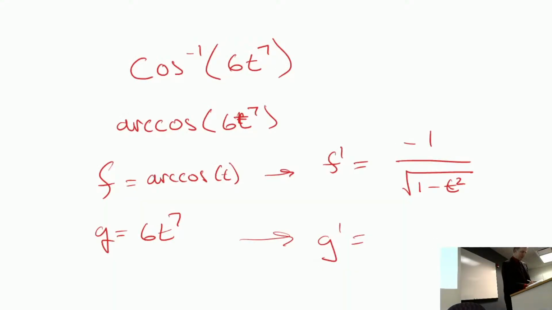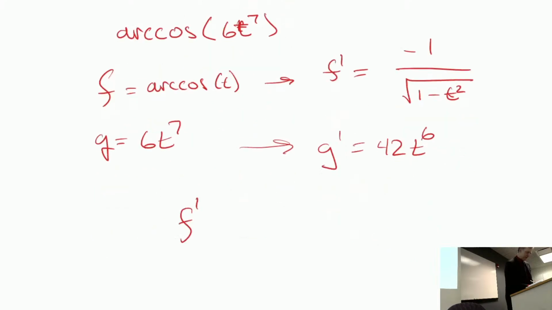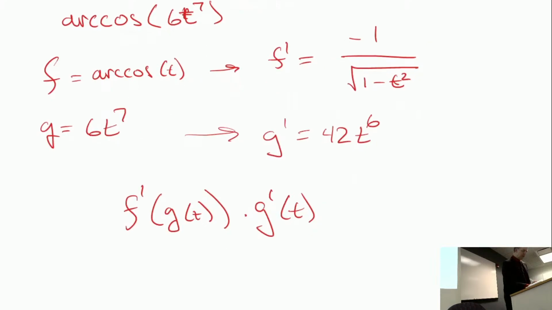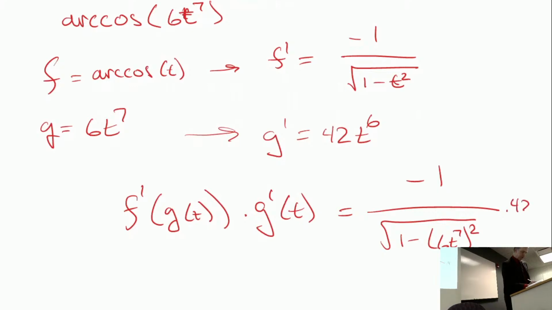Okay. Anyway, g prime. What's this? 42t to the 6th? Does that look good? Okay, and then the rest of this is straightforward because you're now going to take all of this and write down f prime of g of t times g prime of t. That's the chain rule. So in our case, it's -1 over the square root of 1 minus 6t to the 7th squared, times 42t to the 6th. That's a mess. Hopefully it'll let you just type that into your answer.